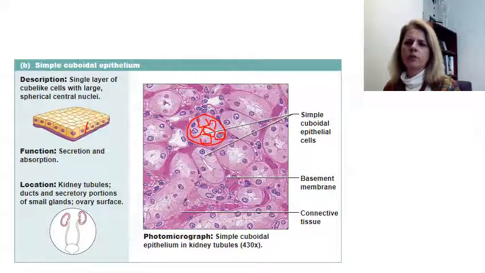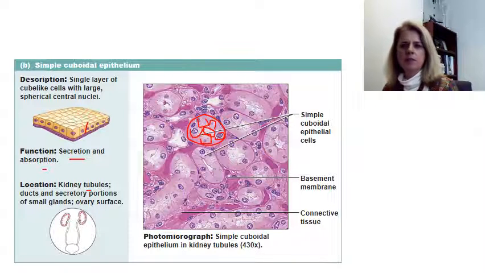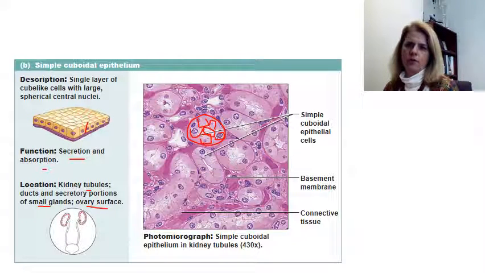And these are important for secretion and absorption. And you're going to see these in the kidney tubules. You're going to see these in some of your glands, because glands are secretory. And you're going to see them in the ovary. Okay, so that's where you would expect to find simple cuboidal.